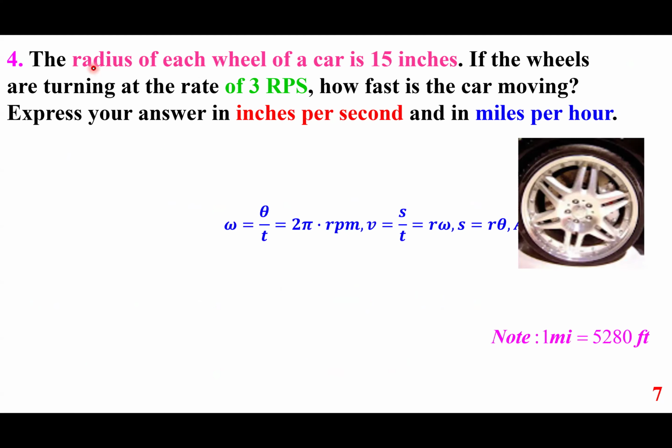The radius of each wheel of a car is 15 inches. From here to here, 15 inches. If the wheels are turning at a rate of 3 RPS, revolutions per second, how many revolutions? 3. So they go a complete revolution 3 times each second.